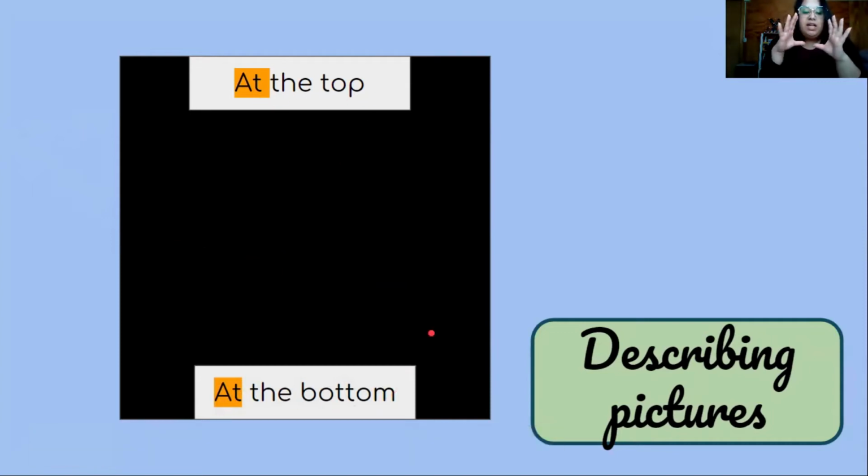¿Ya? Vamos a tener la imagen y vamos a hablar de lo que está en la parte de arriba, at the top, y lo que está en la parte de abajo, at the bottom. ¿Ya? At. Siempre va a ser con esta palabra antes. At the top, at the bottom. ¿Ya? No puede ser in the top or in the bottom. No. Esta frase siempre va a ir junta. At the top, remember. Arriba de la foto, abajo de la foto.